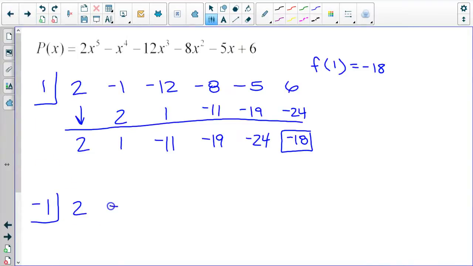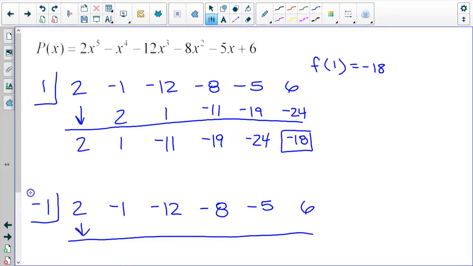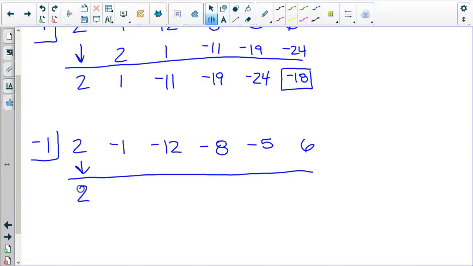Okay, so 2, negative 1, negative 12, negative 8, negative 5, positive 6. Look at that. I got kind of excited when I saw the negative 6. When you multiply by negative 1, you get positive.